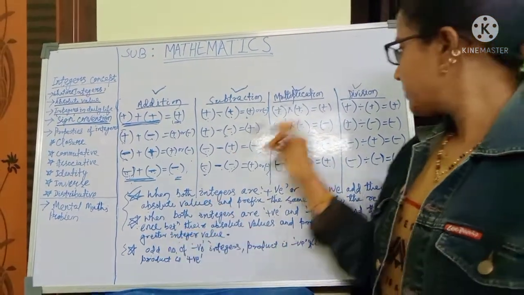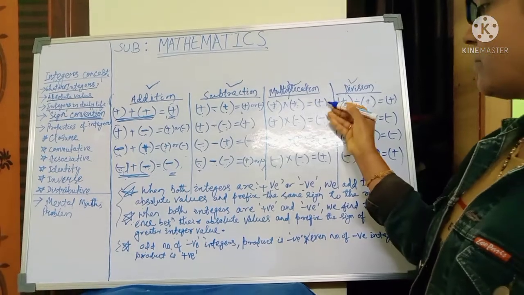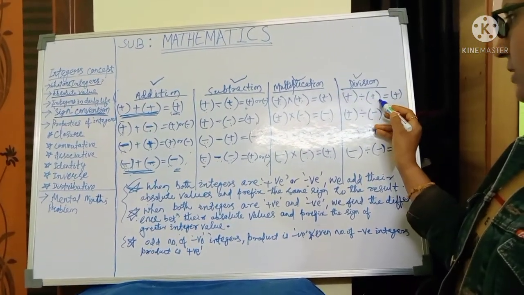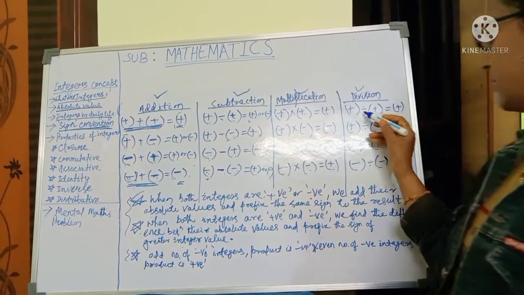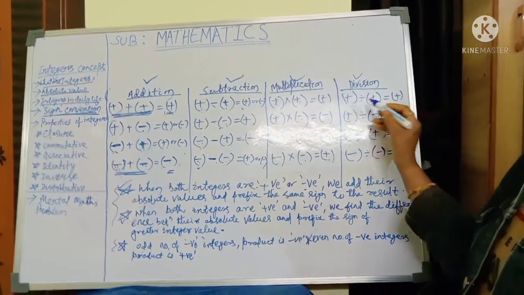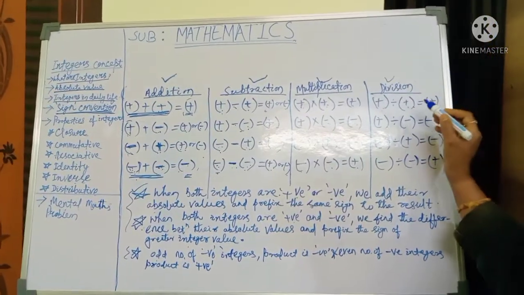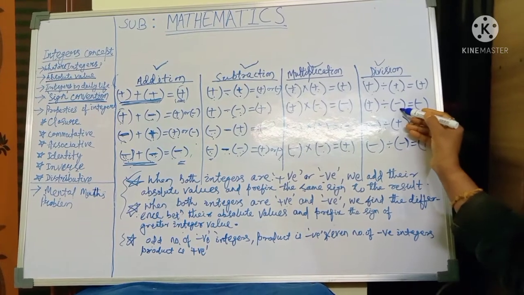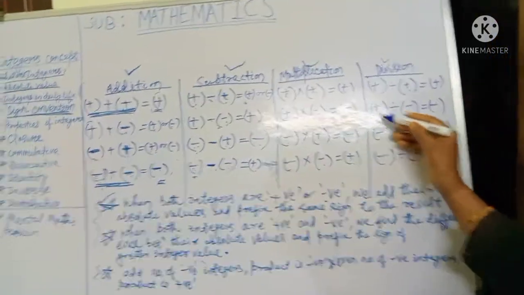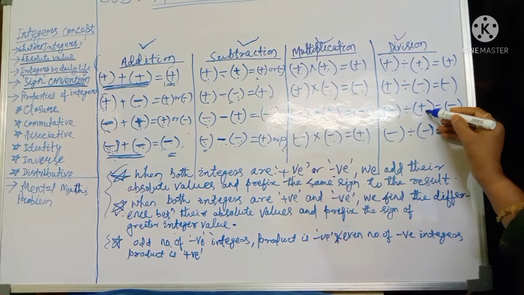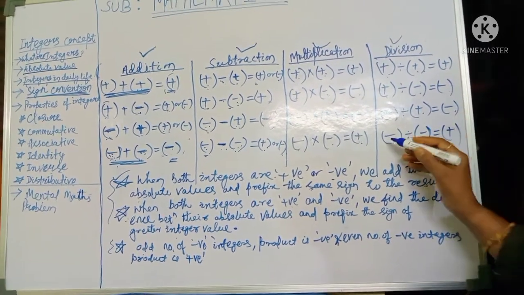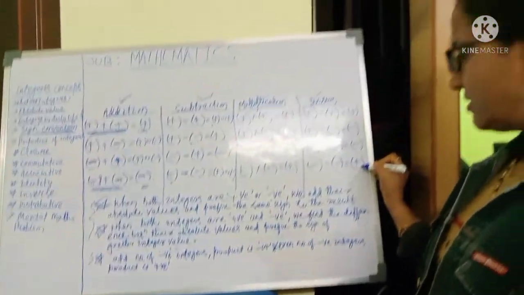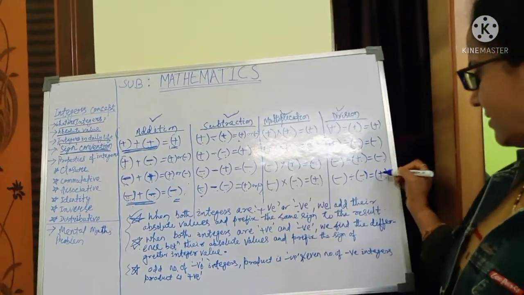In division it is the same as in multiplication. When both the divisor and dividend are positive, we get a positive quotient. If one is positive and the other negative, we get a negative sign. When both are negative integers, we get a positive integer as the quotient.